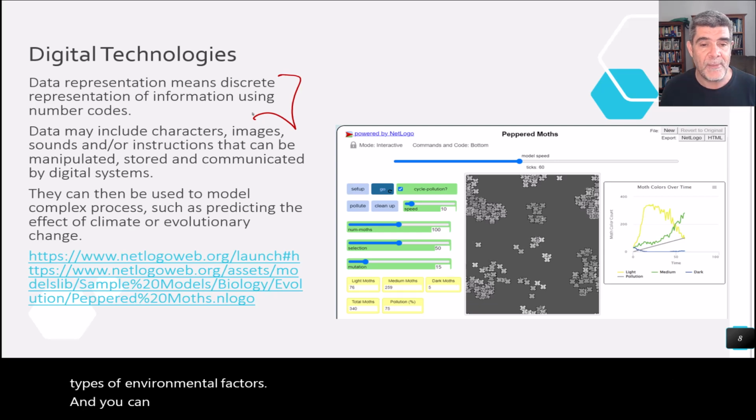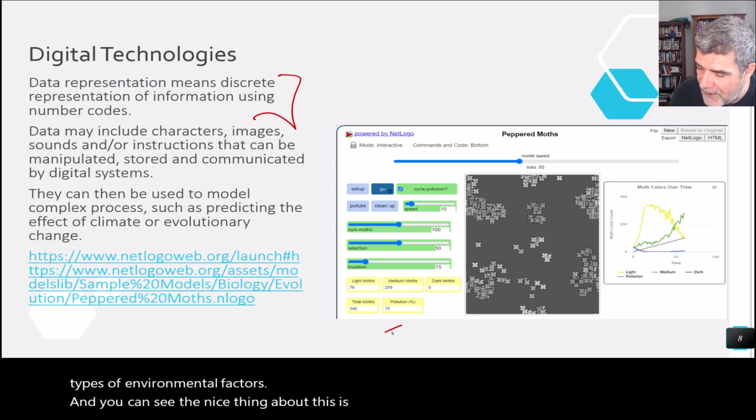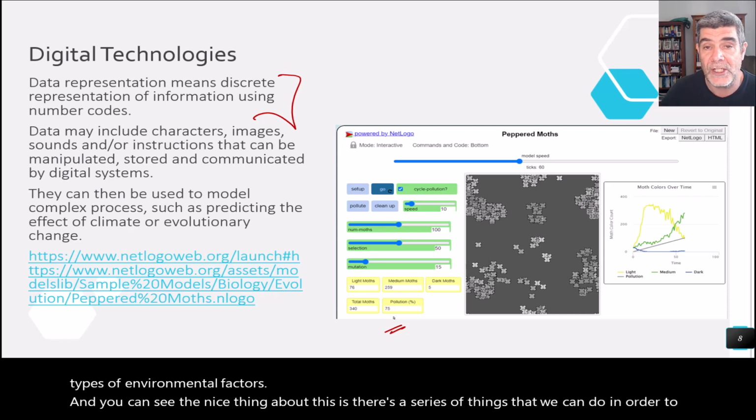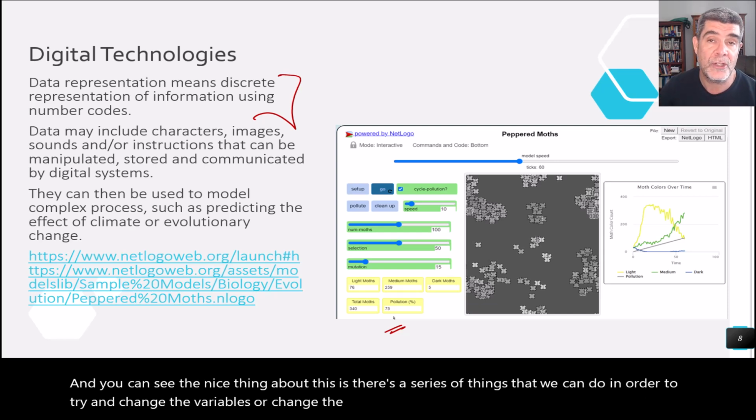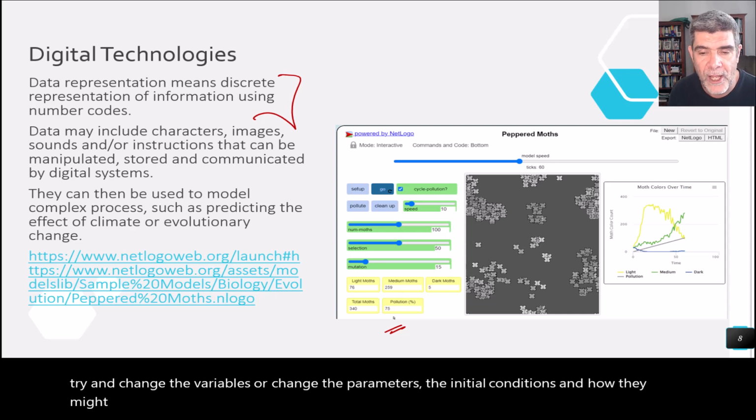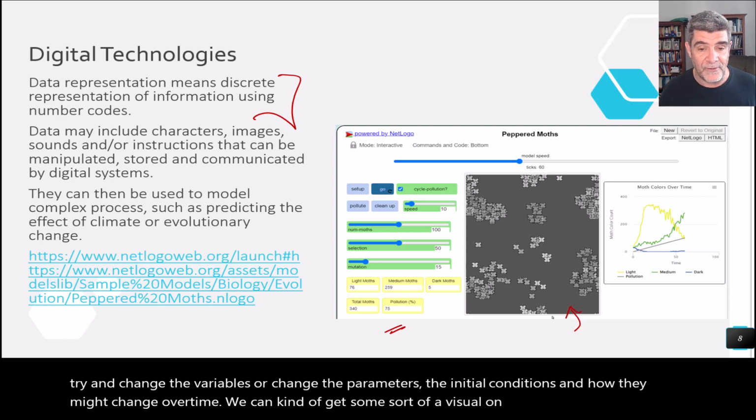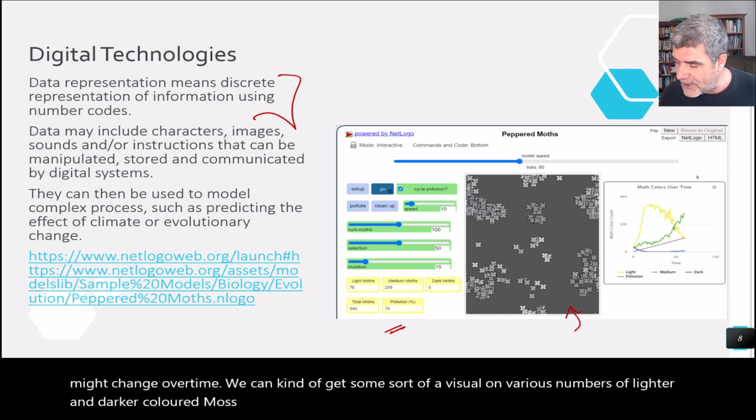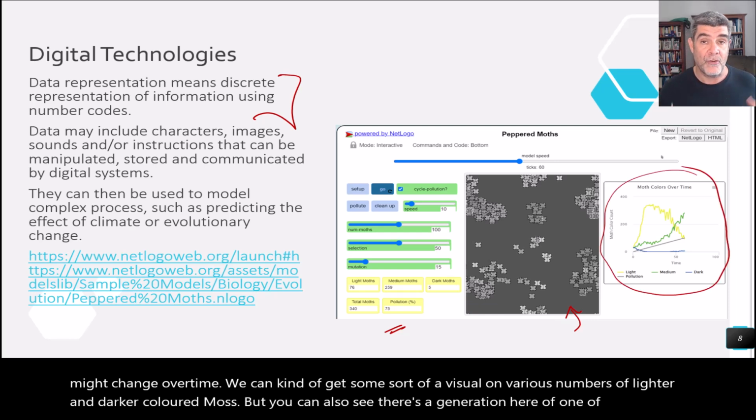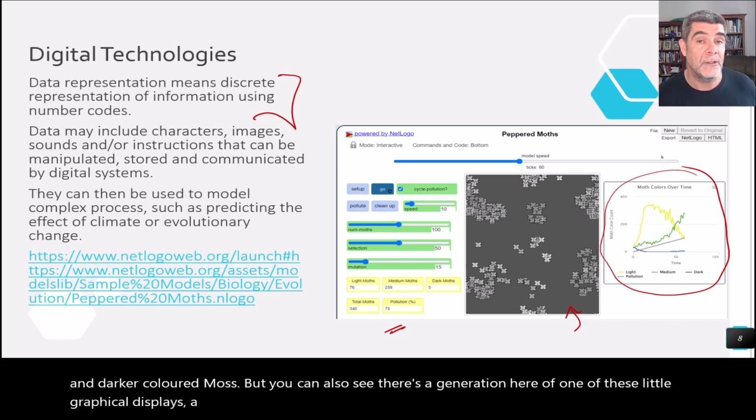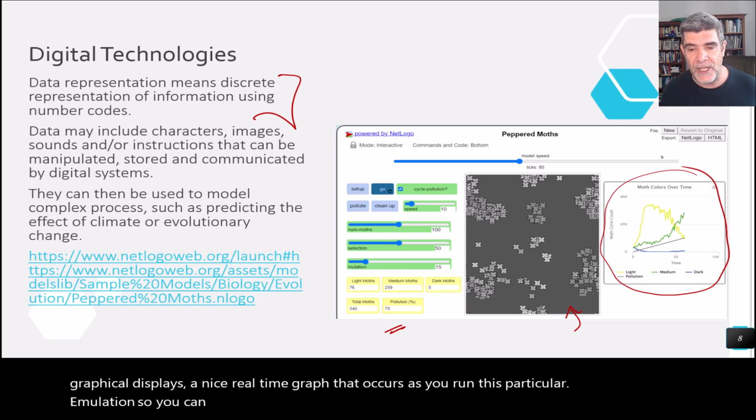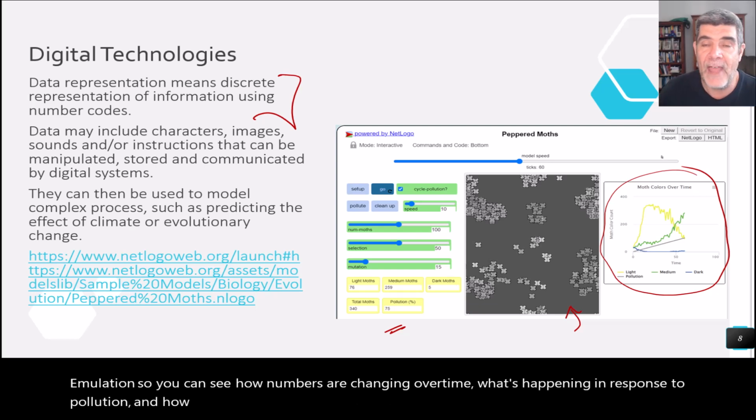And you can see the nice thing about this is there's a series of things that we can do in order to try and change the variables or change the parameters, the initial conditions, and how they might change over time. We can kind of get some sort of a visual on various numbers of lighter and darker colored moths, but you can also see there's a generation here of one of these little graphical displays, a nice real-time graph that occurs as you run this particular simulation, so you can see how numbers are changing over time, what's happening in response to pollution, and how that might have an effect on the population of particular species.